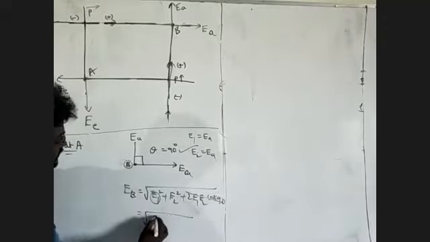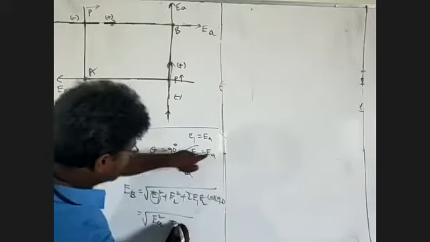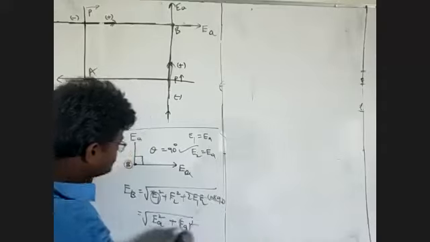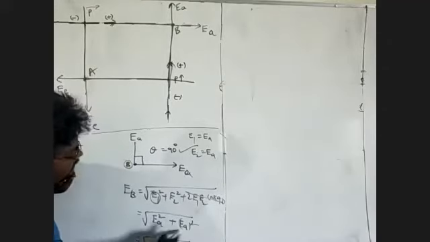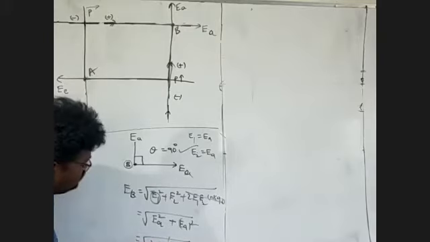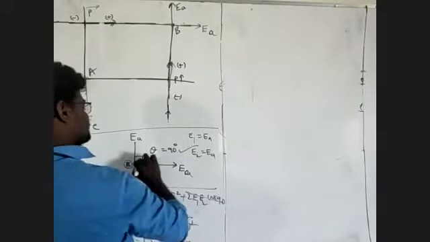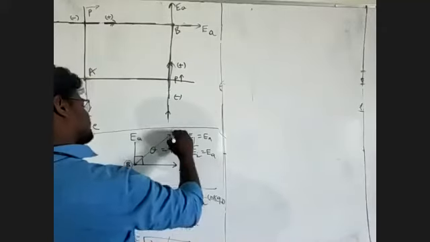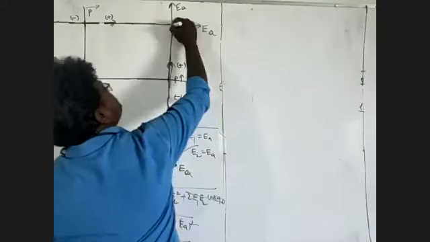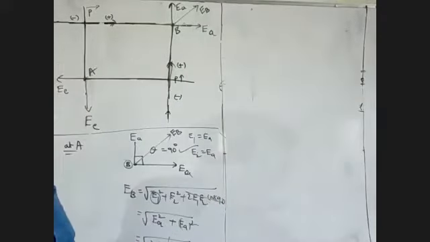E1 square means EA square, E2 means EA square. So the square root of EA square plus EA square is 2 EA square, and the square root cancels. This is root 2 EA. Your answer is EB is root 2 EA. This is the magnitude, but the direction of the resultant is this. We call it EB, and this is the direction of EB.